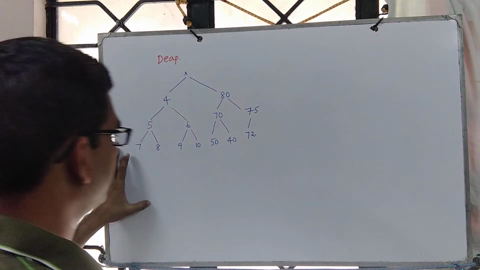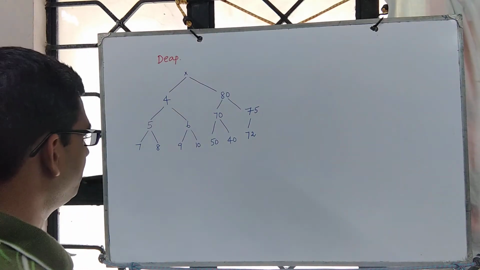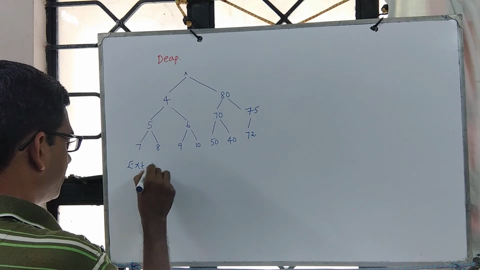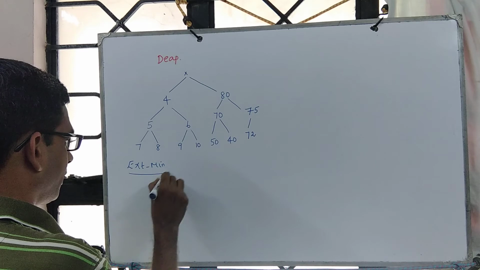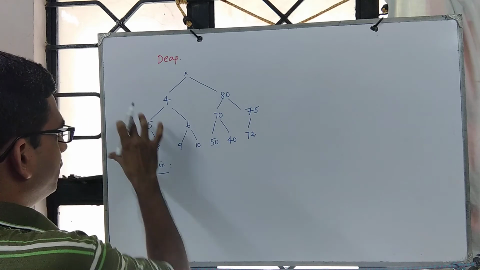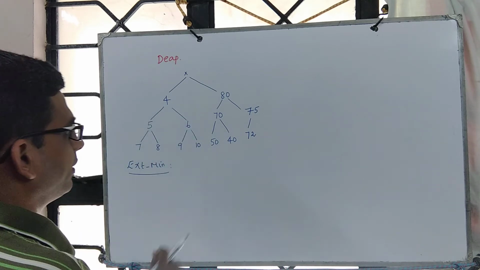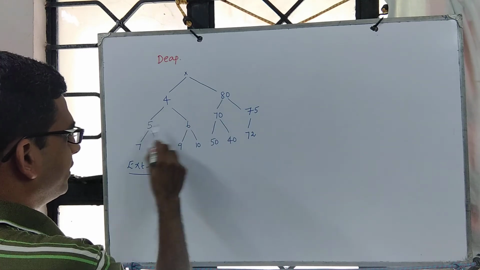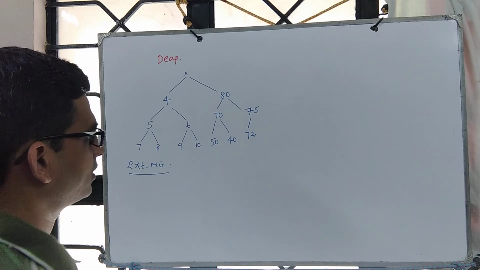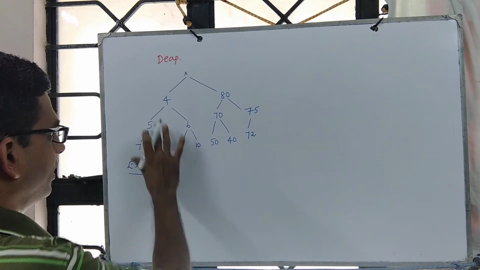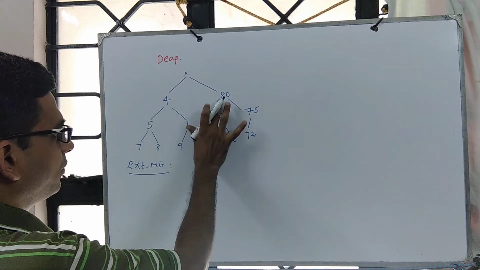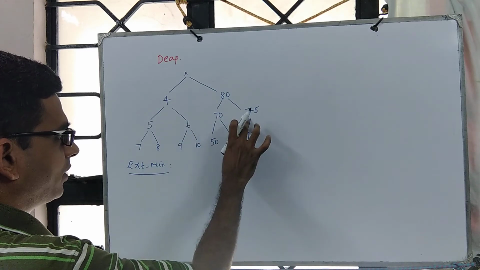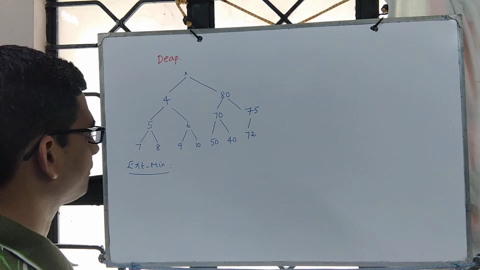Let's look at this deap and let's assume we are going to perform extract min on this. So please note this part is min heap and this part is max heap. For all of them, if you look at the correspondence property, the value over here is less than or equal to its corresponding element.